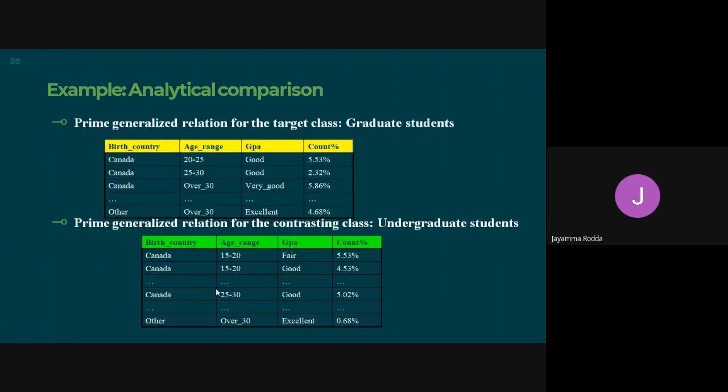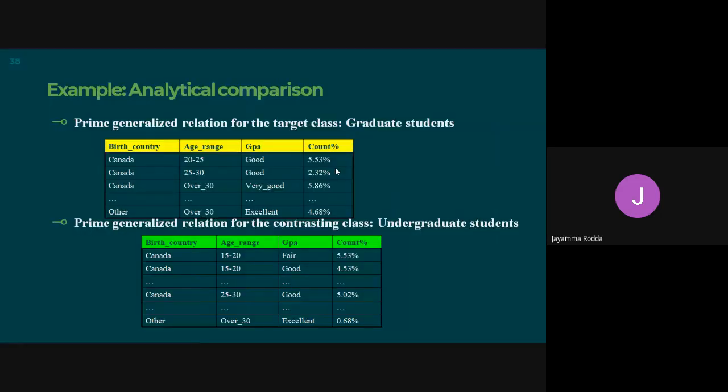Okay, and then this will be our prime generalized relation for the target class, and this will be the prime generalized relation for the contrasting class. Here our target class is graduate students and our contrasting class is undergraduate students. Anyway, we have constructed the students and their age based on their GPA.